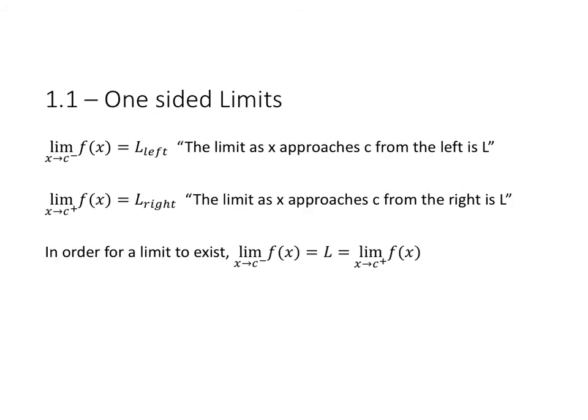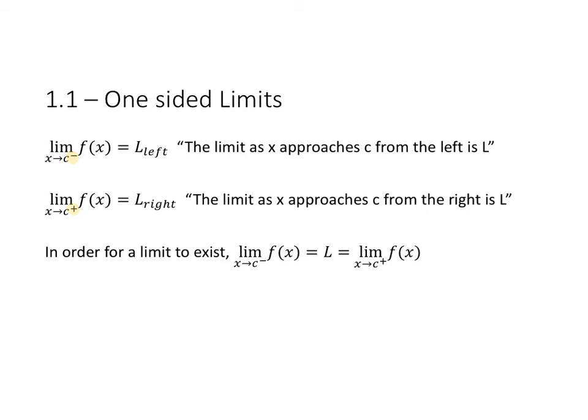Here's a formal way to say what I just said in the last slide. The limit as x goes to c from the left is the limit from the left. That's as x approaches c from the left, the limit is L. And the limit as x approaches c from the right of f of x equals L from the right. The limit as x approaches c from the right is L. Now let's delve a little bit more into these symbols. So this negative symbol up here means from the left, and this positive symbol up here means from the right.